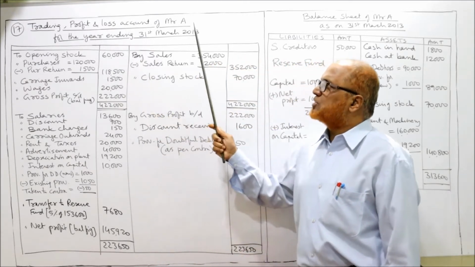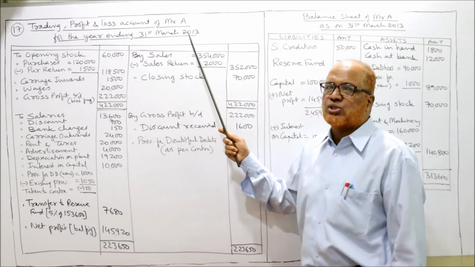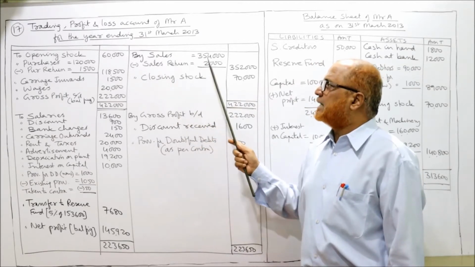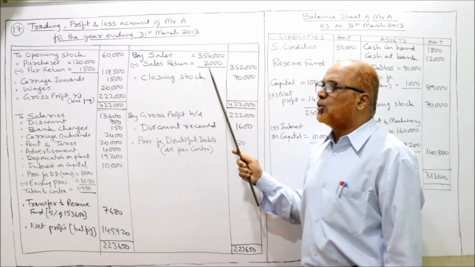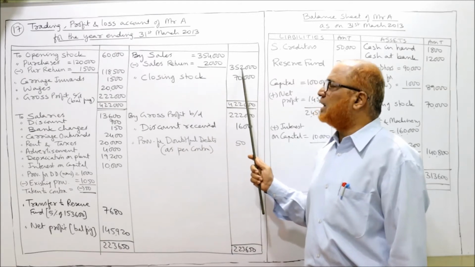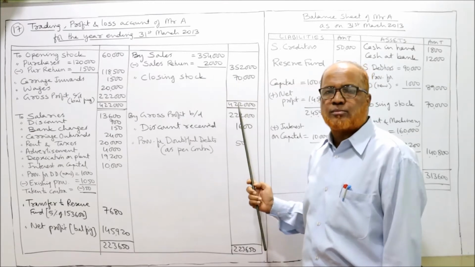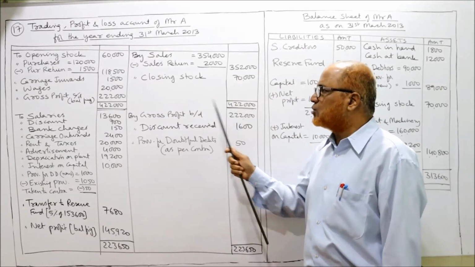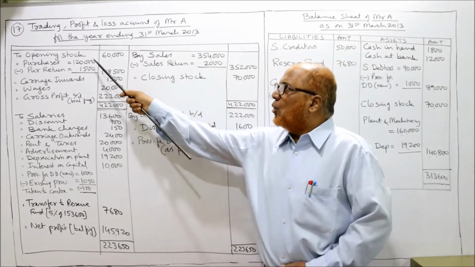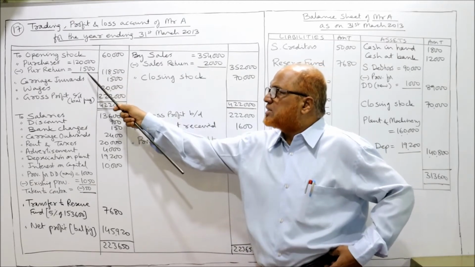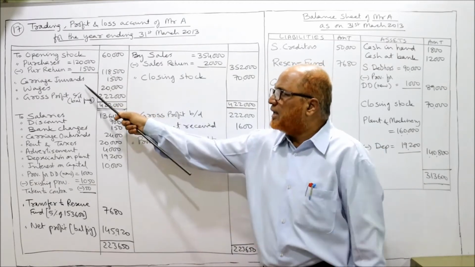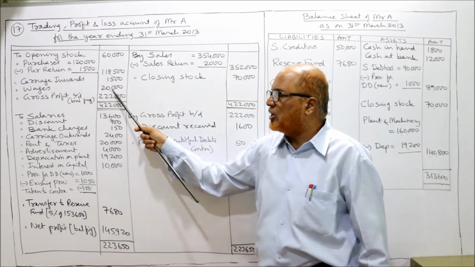Trading profit and loss account of Mr. A for the year ending 31st March 2013. Credit side by sales, less sales return 2000. The net sales are 3,52,000. Closing stock 70,000. So as usual, only two items on the credit side. Total 4,22,000. Debit side, opening stock 60,000. Purchases minus purchase return. Carriage inward, manufacturing wages.